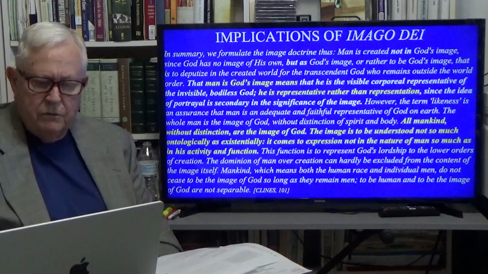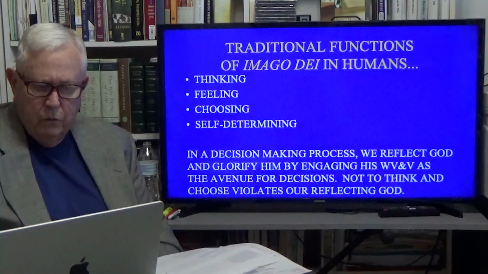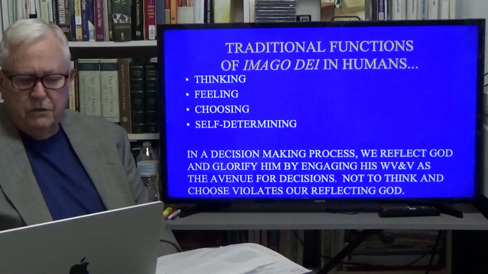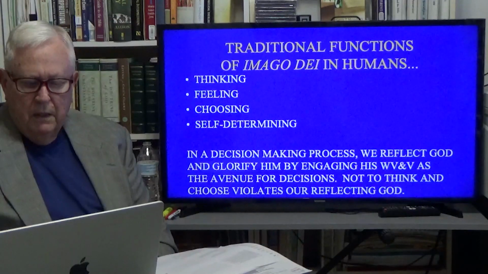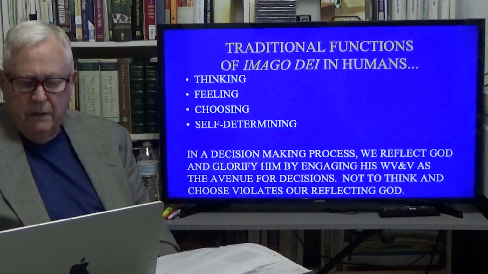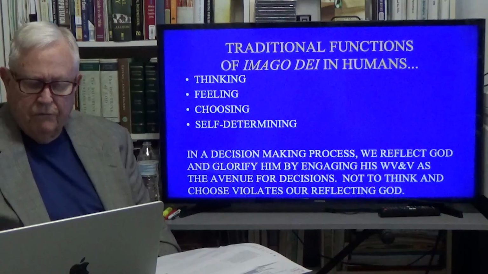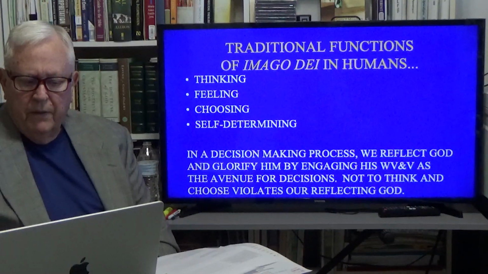So the image of God is important. There's a lot of reading one can do on that. Traditional functions of the Imago Dei: traditionally, we talk about thinking, feeling, choosing, self-determining, and that makes us different.